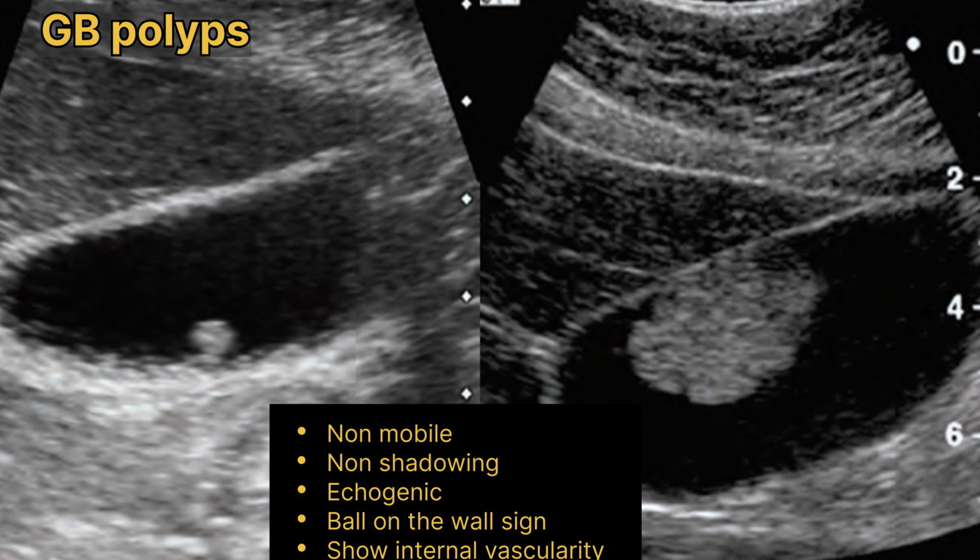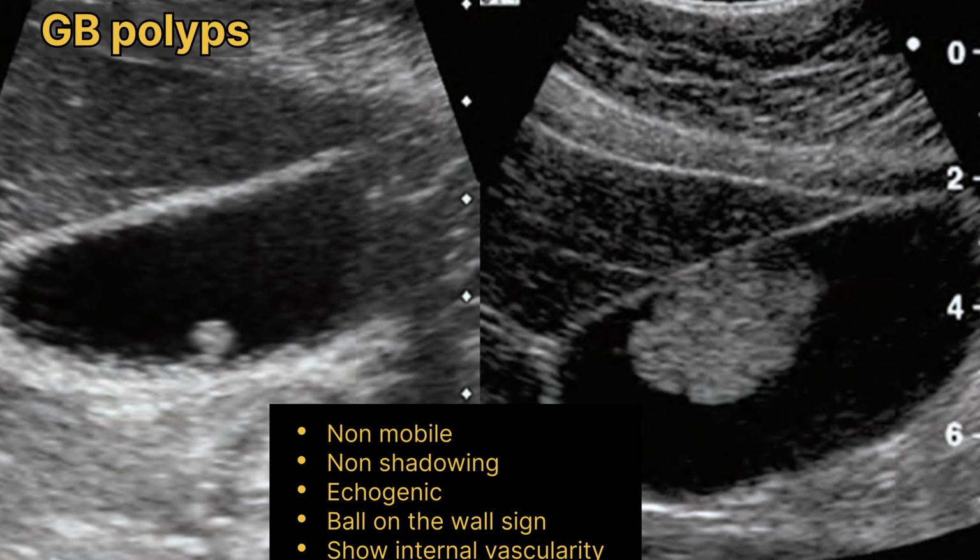Now we are going to discuss another gallbladder pathology, the gallbladder polyp. Polyps are outgrowths produced on the walls of the gallbladder, most commonly on the posterior wall. The ultrasound features of a gallbladder polyp are that it is echogenic and appears as a hyperechoic mass, and polyps are attached to the gallbladder walls and are fixed.